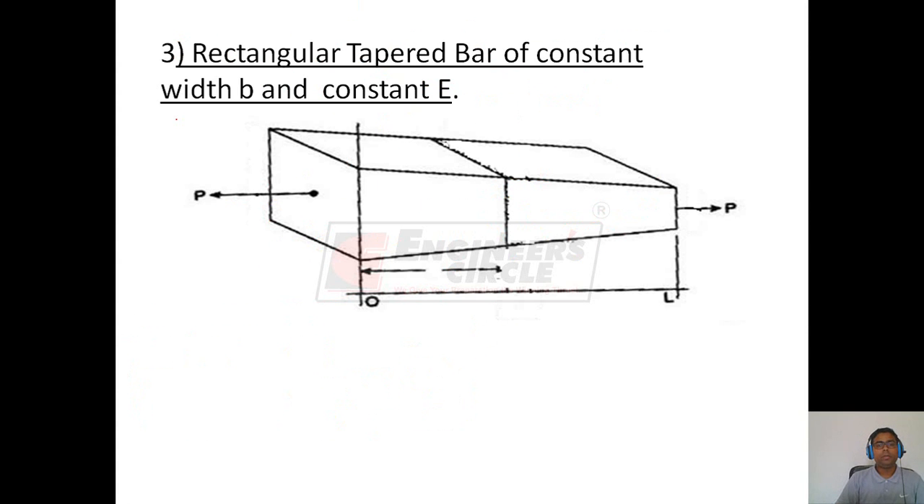Now case 3, in which we have a rectangular tapered bar but of constant width B and constant E. So in this case the width B is constant. This is also width B, this is also B, and this is also B. But its thickness is changing. Here the thickness is T1 and here the thickness is T2. At any distance x, let the thickness be Tx and let the total length of the bar be L. It is subjected to axial load P. So we want to find the elongation.